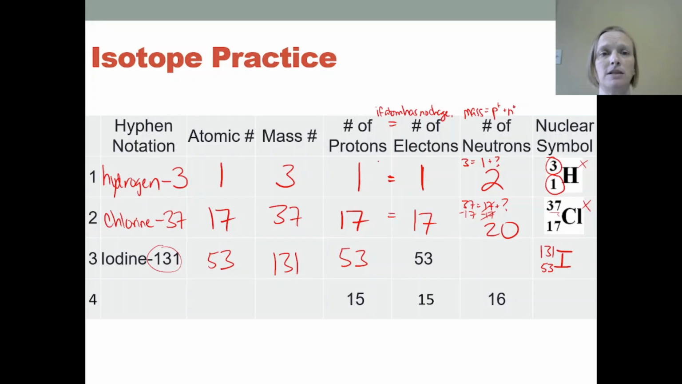Because my protons and electrons are equal, I'm not worrying about the charge yet. We'll worry about the charge a little bit later. So I'll just leave that blank.